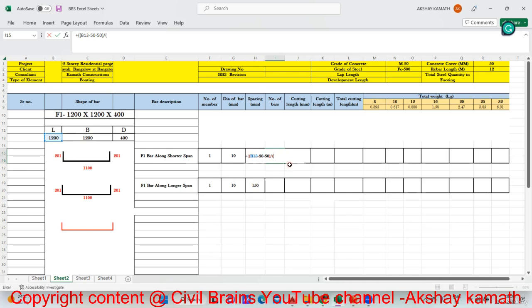So I need to write H15. Why did I write H15? Because it has to take this particular row, this particular cell, but it has disappeared here. That is why, I know this is H. This falls under H and this falls under 15. That is why I've written H15. And close the bracket.